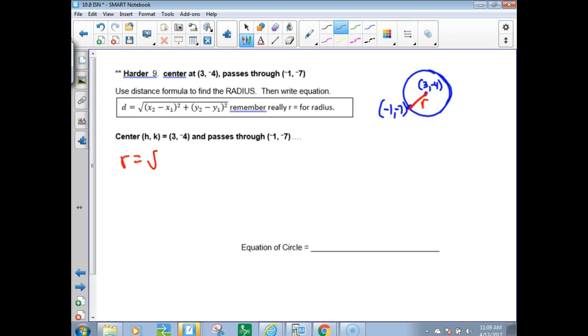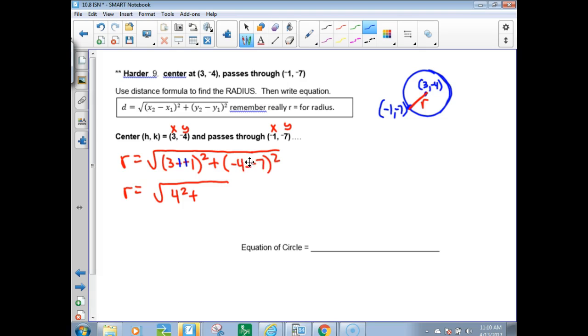So we have to use the distance formula to find r. So r is equal to the square root of, I'm just going to subtract my x values of 3 and negative 1. That would be 3 minus negative 1 squared, plus I'm going to subtract my y values, which are negative 4 and negative 7. Negative 4 minus negative 7 squared. Okay, so r is going to be the square root of 3 minus negative 1 is 4, 4 squared, plus negative 4 minus negative 7 becomes negative 4 plus 7, and that's 3 squared. 4 squared is 16. 3 squared is 9. 9 plus 16 is 25. And the square root of 25 would be 5.